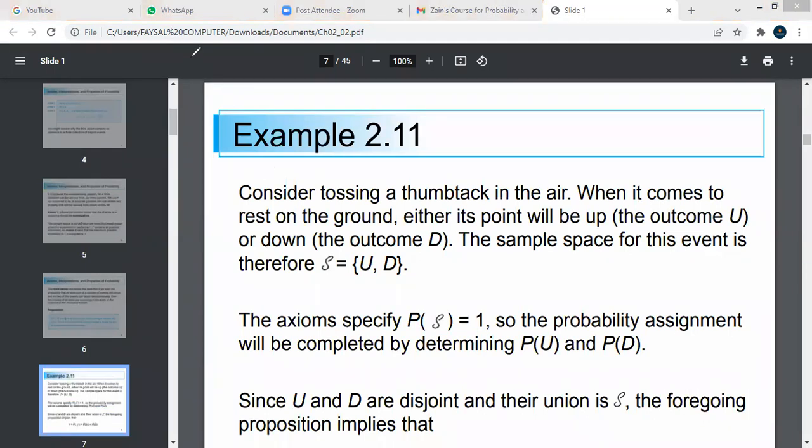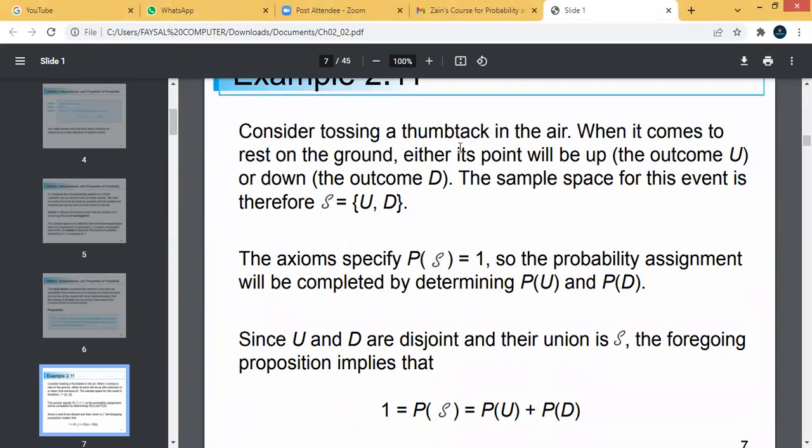It starts with: consider tossing a thumbtack in the air. When it comes to rest on the ground, either its point will be up, that is the outcome U, or down, that outcome will be D. The sample space for this event is therefore {U, D}. This means there's a toss, like a coin basically. There's an up, meaning the outcome is U, and a down, meaning the outcome is D. So there are only two outcomes for this one.